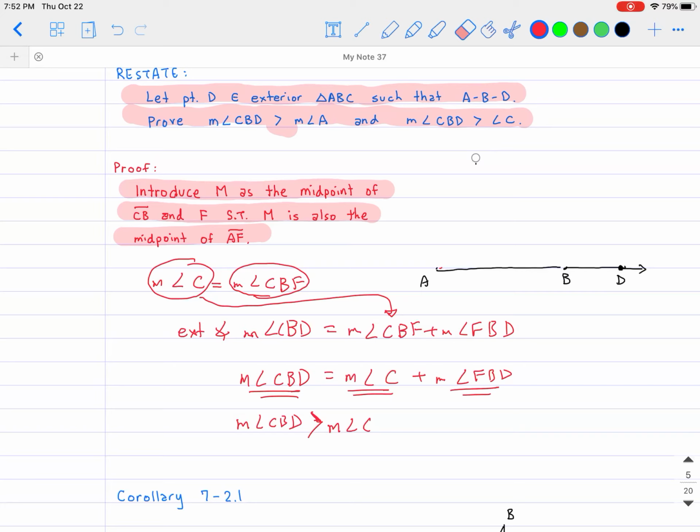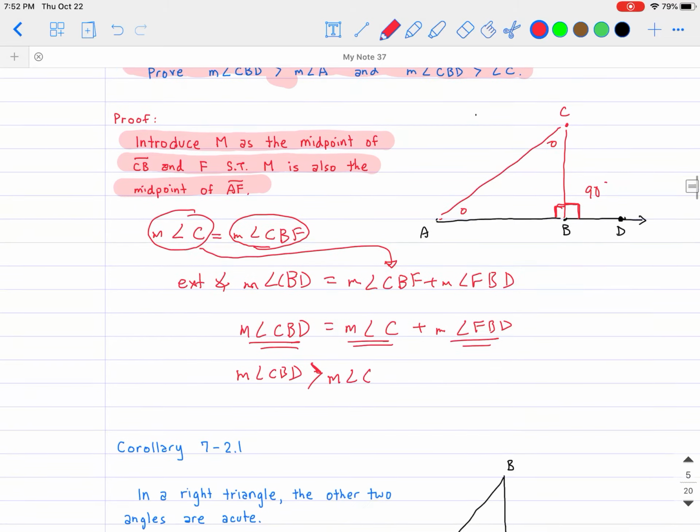Imagine what would happen if CD wasn't like this right here. Instead, let me erase this part. What if C is somewhere so that it is perpendicular to the line? Meaning C is located over here. So what if I place C over there such that this is perpendicular? Then according to this exterior angle theorem, we can conclude something very important.